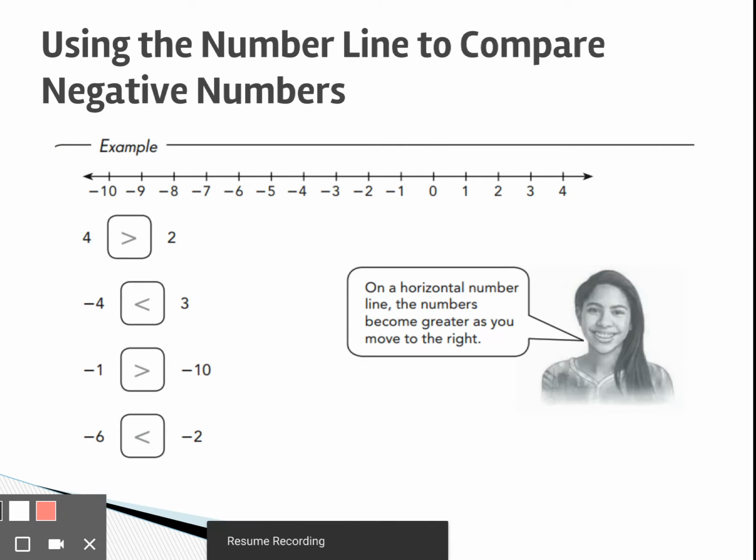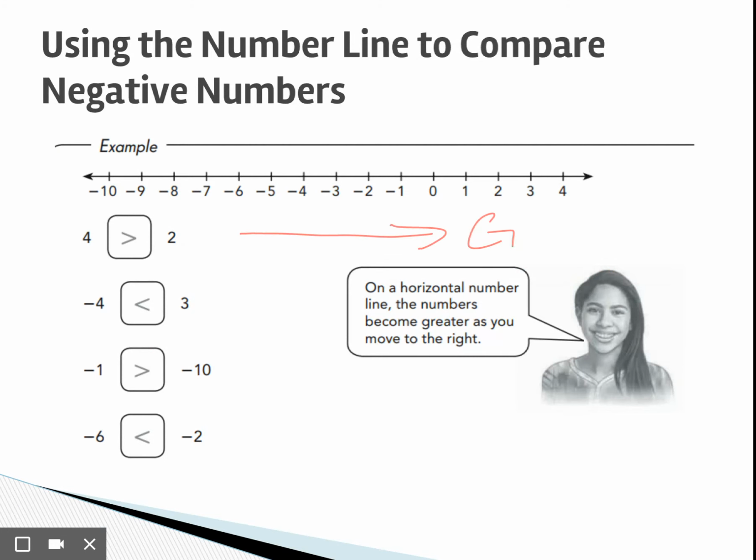So now I'm going to use the number line to compare negative numbers. Just as in the positive number line, I want to reinforce that the further to the right you go, the greater the numbers get. So even though we might, with negative numbers, see that the digit is larger, it doesn't necessarily mean that it's larger. A positive will always be greater than a negative, no matter what. So here we have 4 is greater than 2, again, because 4 is right here, and 2 is here. 4 is further to the right.